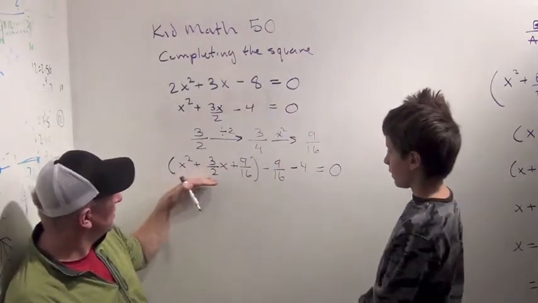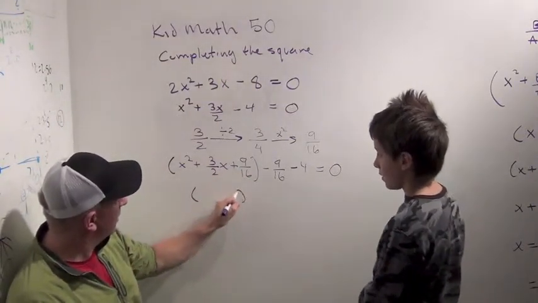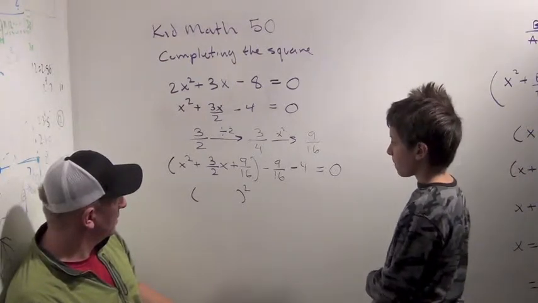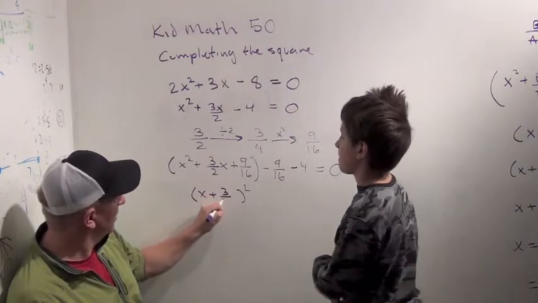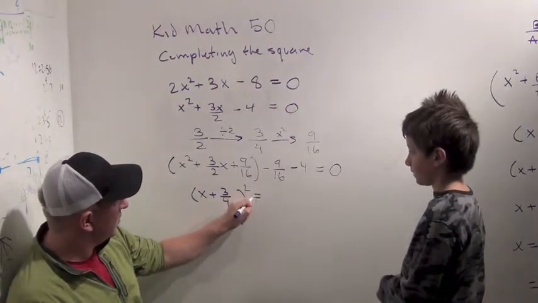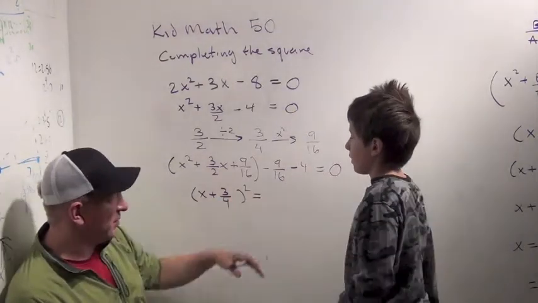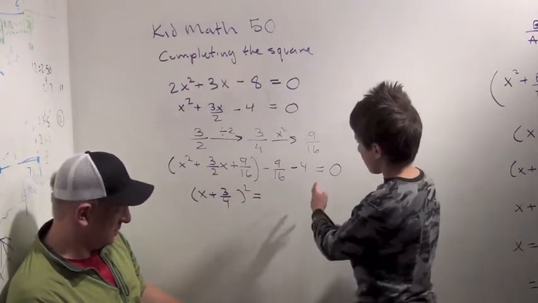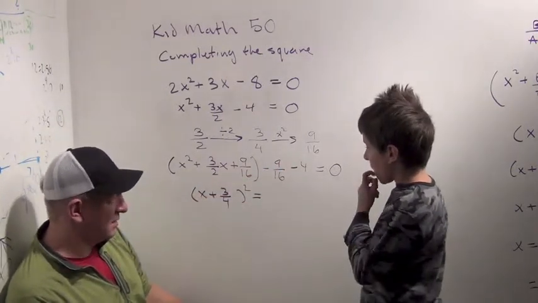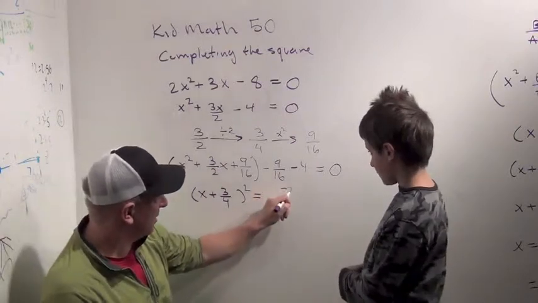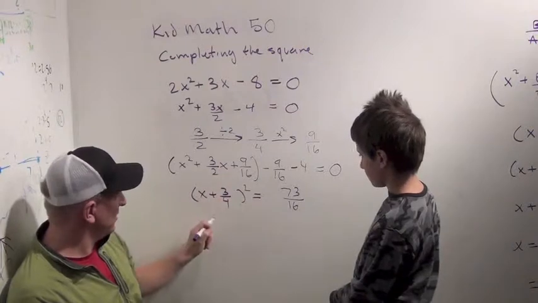Okay. What is this equation now? Why did I pick 9/16? What is squared here? Well, 3/4. X plus 3/4 squared equals 4 plus 9/16 on the other side. Well, 4 is how many 16ths? It's 64. Okay, and 64 plus 9 is 73. 73 16ths. Okay. Take the square root of both sides.